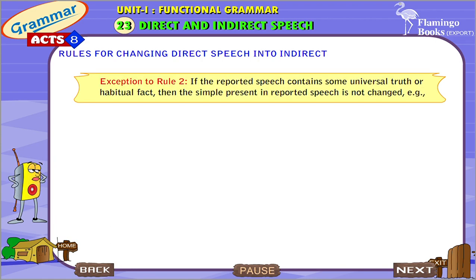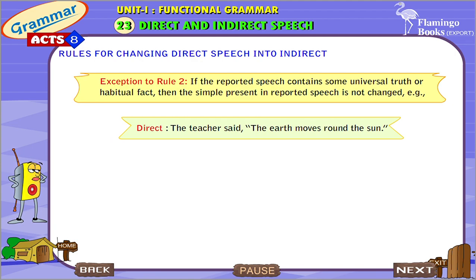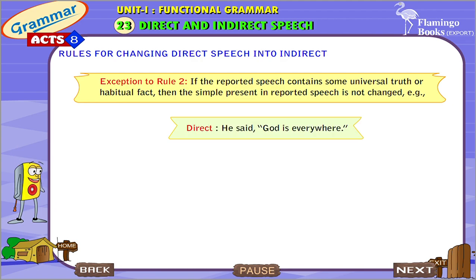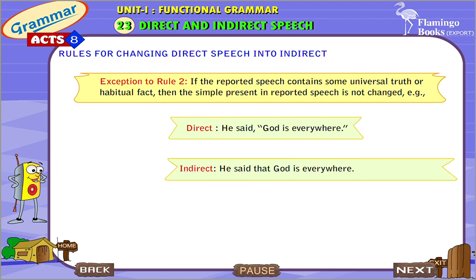Exception to Rule 2. If the reported speech contains some universal truth or habitual fact, then the simple present in reported speech is not changed. Example: direct: The teacher said, "The earth moves round the sun." Indirect: The teacher said that the earth moves round the sun. Direct: He said, "God is everywhere." Indirect: He said that God is everywhere.